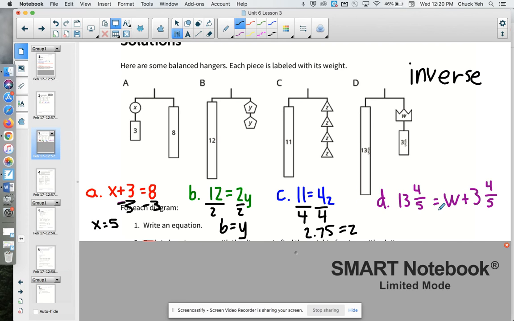All right, and then the last one, the inverse operation of addition is subtraction. So minus 3 and 4/5. All right. So what is 13 4/5 minus 3 and 4/5? That would be 10, huh? So W equals 10. And that makes sense. 10 plus 3 and 4/5 equals 13 and 4/5.